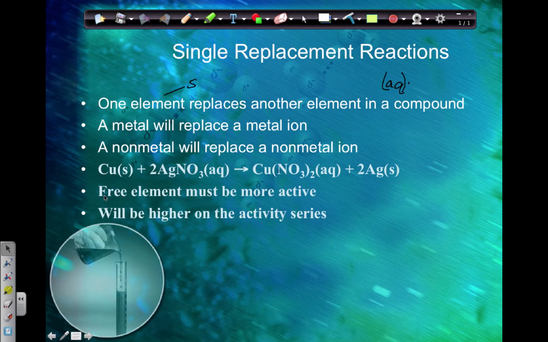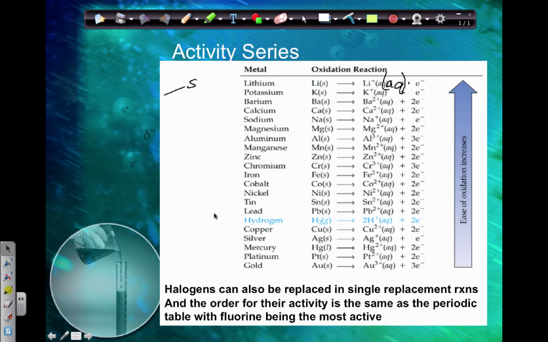Alright, so in order for this type of reaction to happen, the free element has to be more active. So it's going to be higher on the activity series. So here's our activity series. Basically, it's like a ranking. Lithium is the most active metal, so it can replace any of these elements below it.